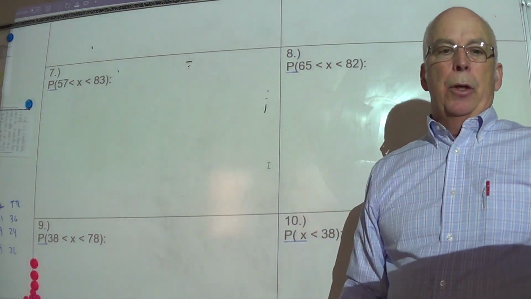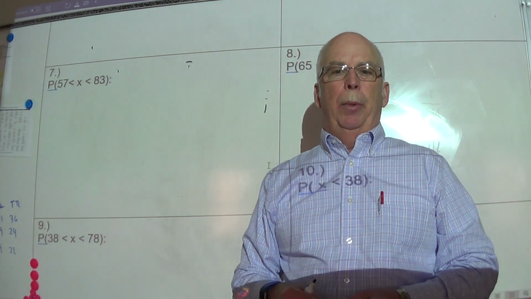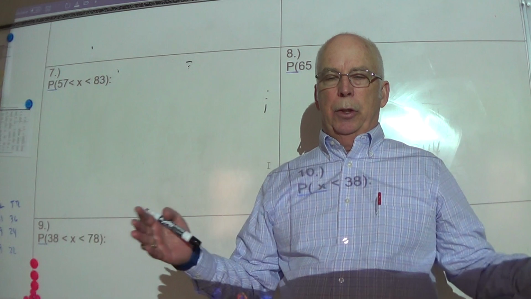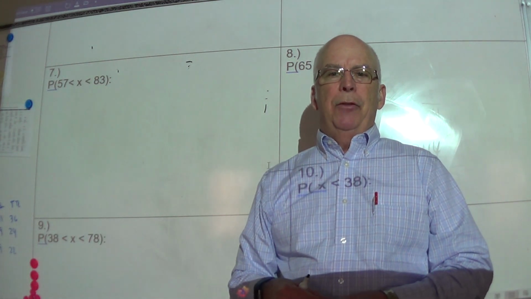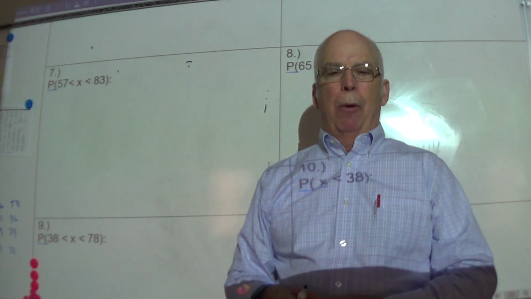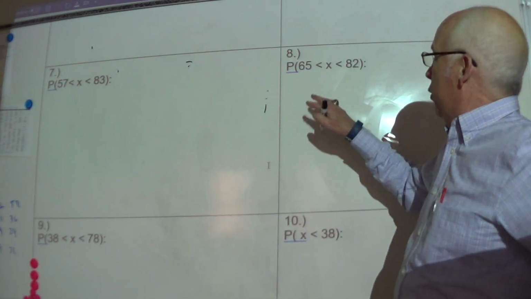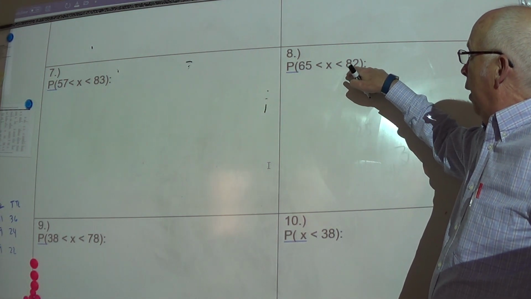All right. So at the top it says, given that x is a normally distributed random variable, which we can use the standard normal curve, with a mean of 60 and a standard deviation of 10, determine the following probabilities. So it's asking you what's the probability that x is going to be greater than 65 and less than 82.